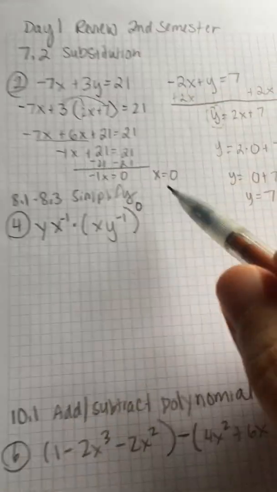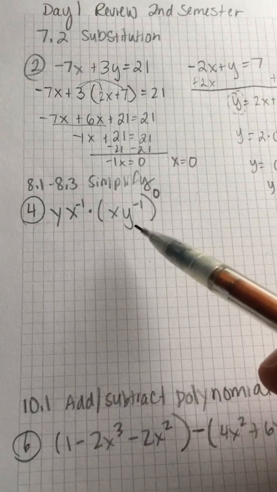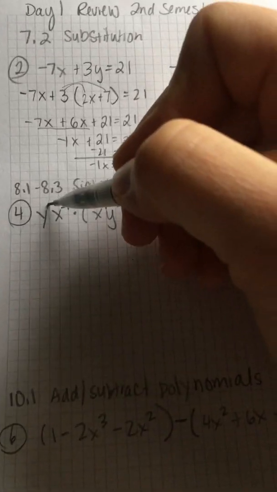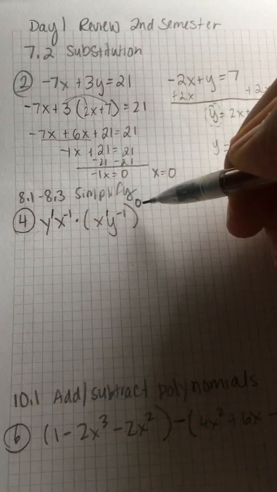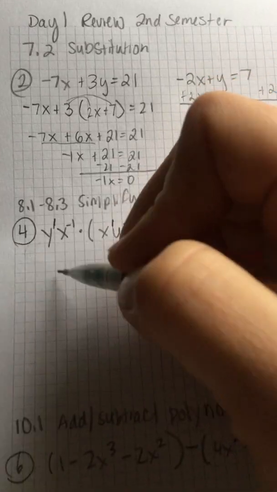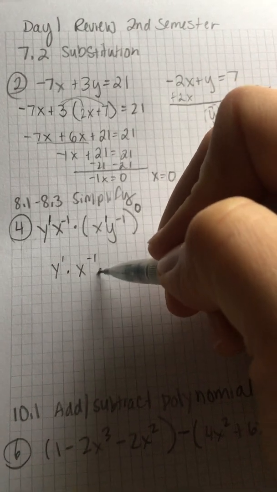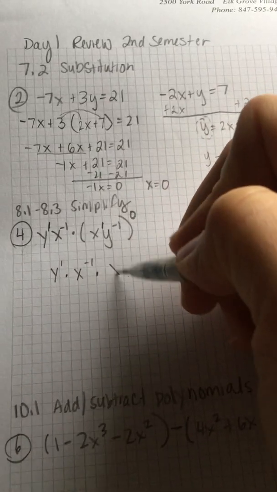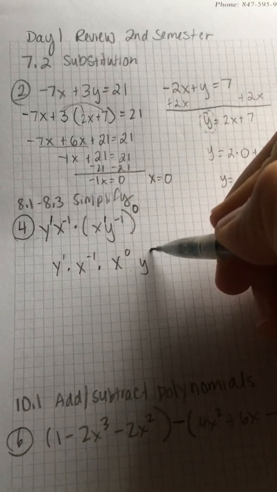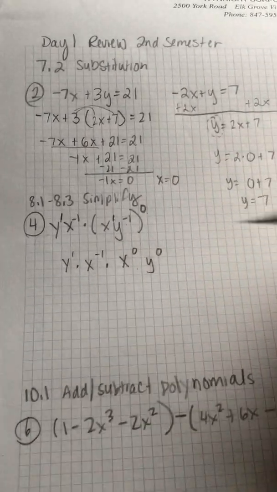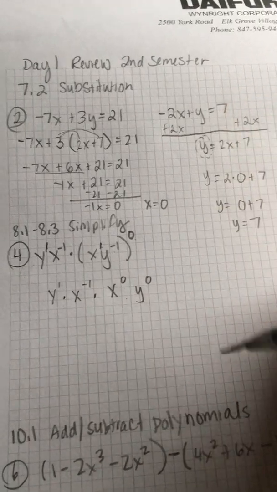So the first thing I always said is if you see parentheses in your problem, then take your exponent outside, put in all your invisible ones, take the exponent outside, and multiply it with your exponents inside. So I'm going to bring down y to the first and x to the negative 1, and I'm going to multiply these exponents. I'm going to get x to the 0 and y to the 0, because 0 times 1 is 0. 0 times negative 1 is 0. 0 times any number is 0.